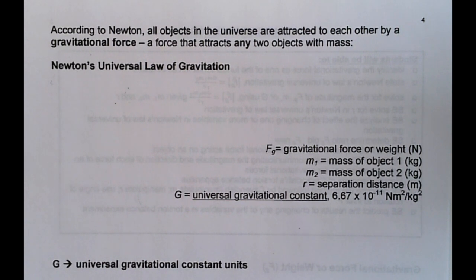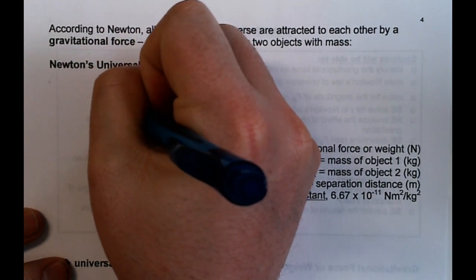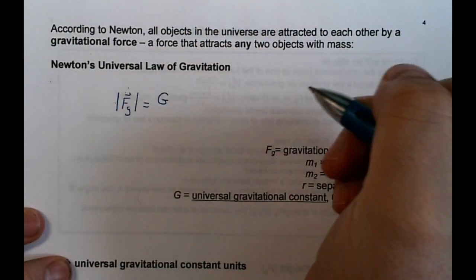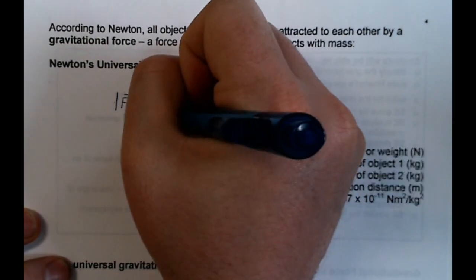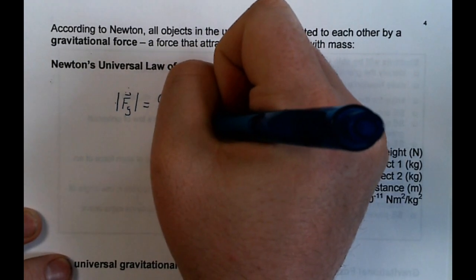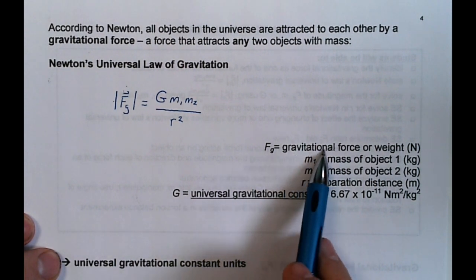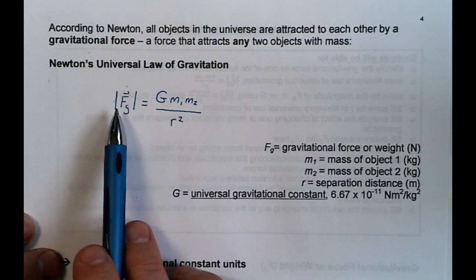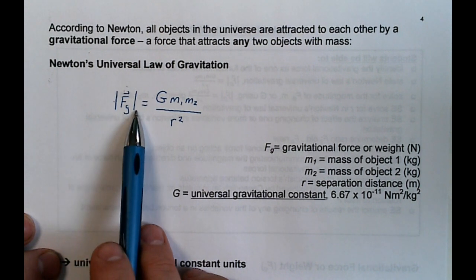We have the formula we can use now, which we call Newton's universal law of gravitation. This is represented by the force due to gravity is equal to the gravitational constant times mass 1 times mass 2 divided by r squared. So in this, we have Fg, which is the gravitational force or weight. That's nothing new. What these two lines on the side mean is that you're going to find the absolute value, so your answer is always going to be positive.